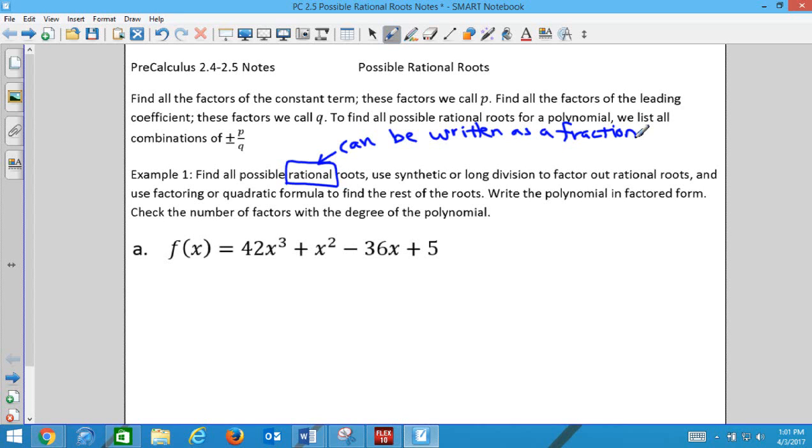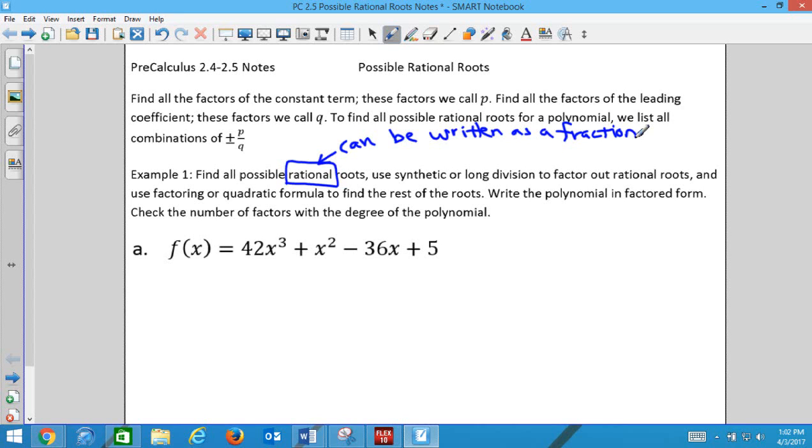Does anybody know a decimal that goes on forever and does not repeat? Pi. Other than pi. Negative pi. Other than anything with pi. Stop saying pi. 1.39? No, if we divide it by 9, it's a repeating decimal. So I want something that does not repeat. Maddie knows what it is. Square root that isn't a perfect square. Square root of a non-perfect square, those are irrational numbers. Other than that, and pi, it's going to be rational for what we're doing.